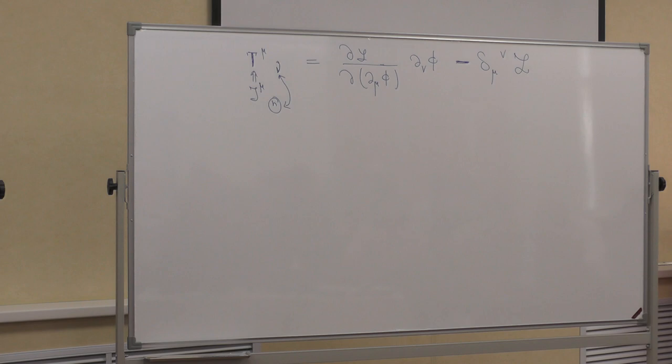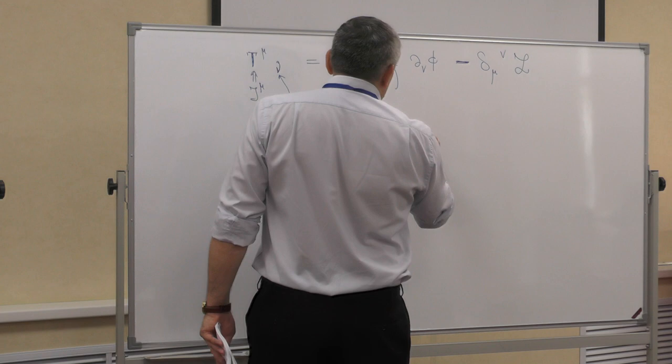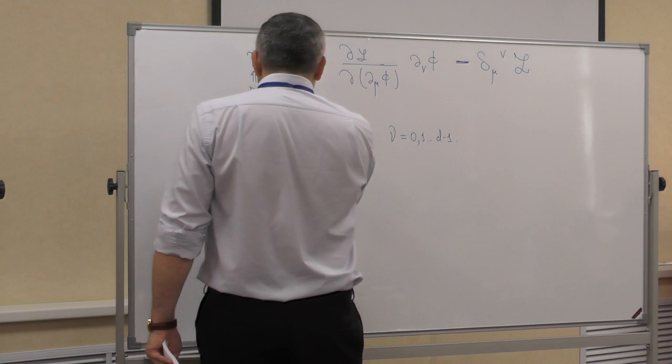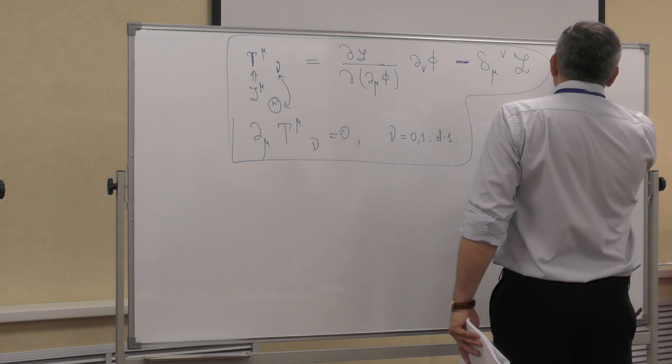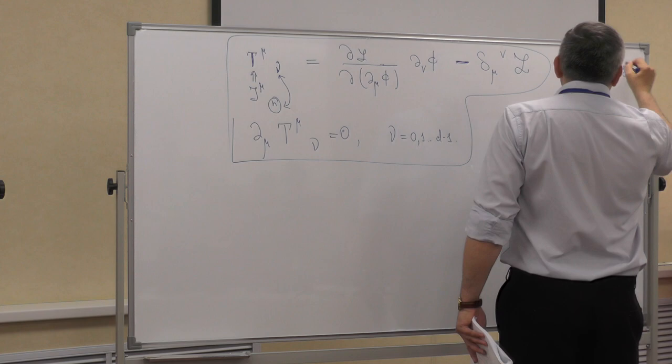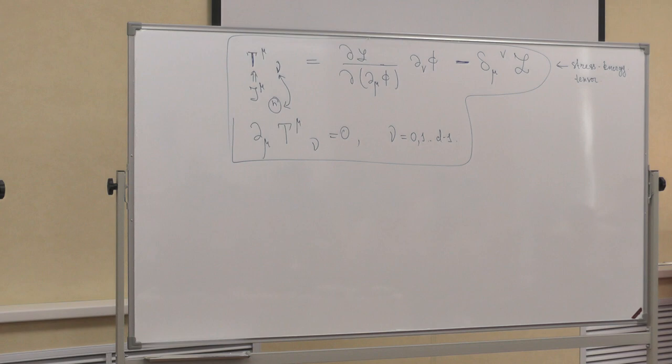And the conservation law, which we expect from the Noether theorem, looks like this for any nu running through the indices 0, 1 up to d minus 1. What is this object here? Stress energy tensor. So this is how the stress energy tensor for a scalar field looks like. Energy momentum tensor. And actually, in the notes, I write canonical stress energy tensor or canonical energy momentum tensor. So you can read this in the notes.